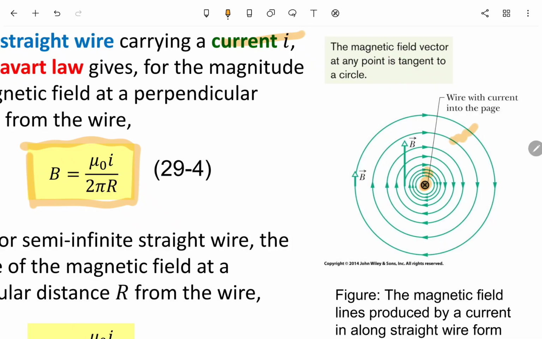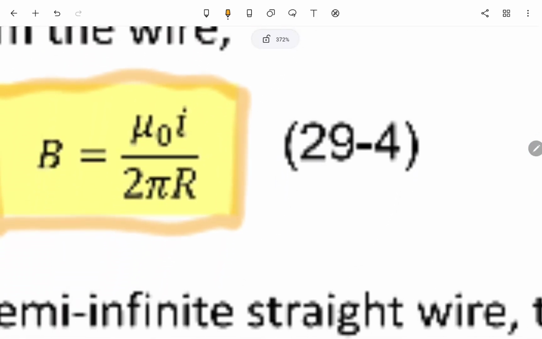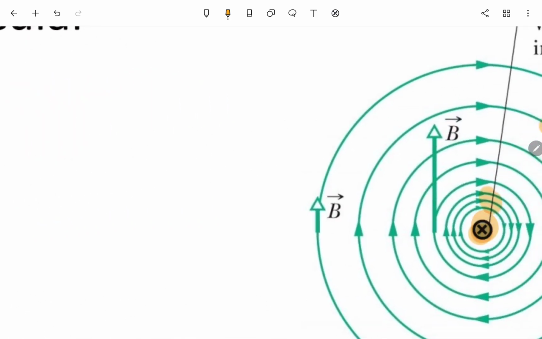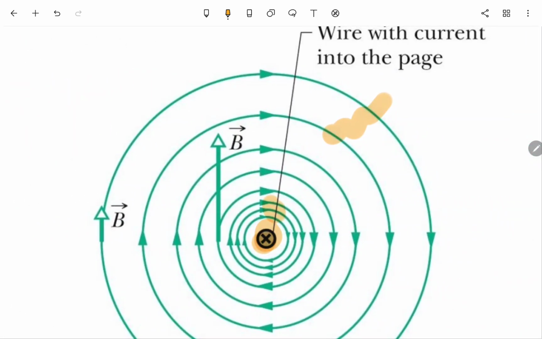Here you can see, suppose we fix the current, and mu naught is a constant, 2 pi is also constant. So B is only related to the distance. If r is fixed, it is a circle with its center at the wire. If r is smaller, the B field is stronger.